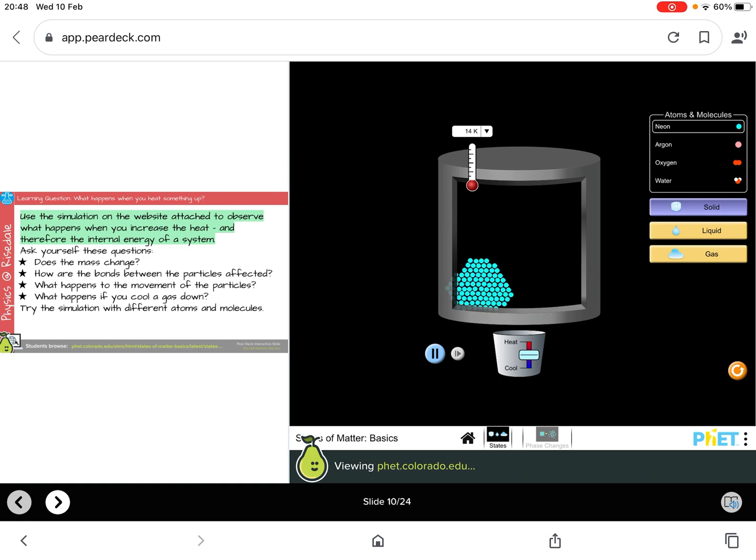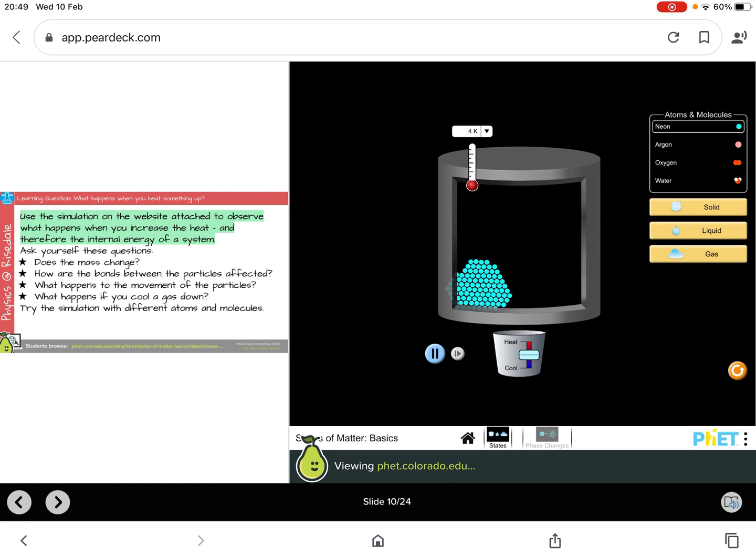Okay, so slide 10 took you to the PhET website where you could investigate what happens when you add energy to a system. So here I've got a solid mass. Although it does seem to have, let me just cool it down a little bit, make it a bit more solid. There we go.